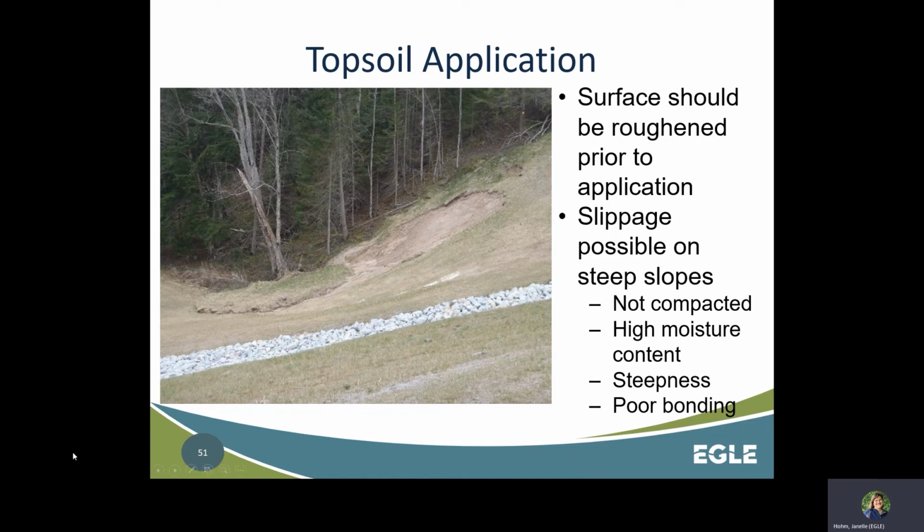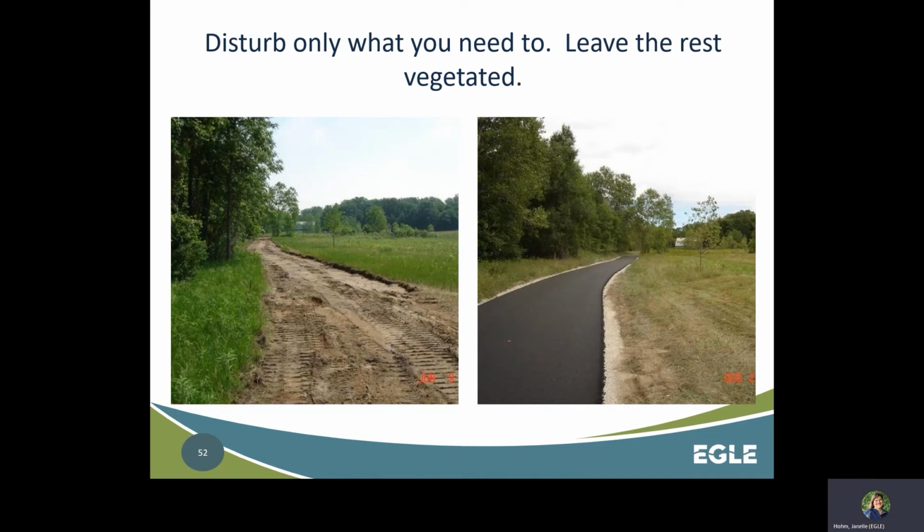To prevent slippage, the underlying soil must be roughened to a depth of at least 2 inches before applying the topsoil. After the topsoil is spread, it should be compacted. Planning the development to fit natural site conditions is a good way to avoid soil erosion problems.